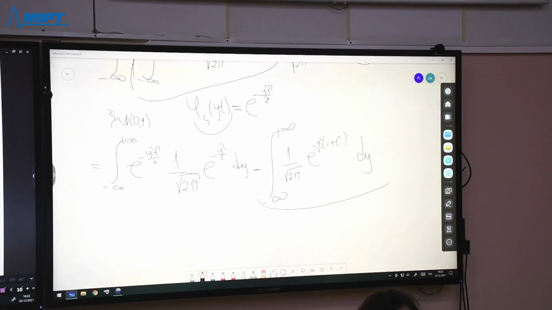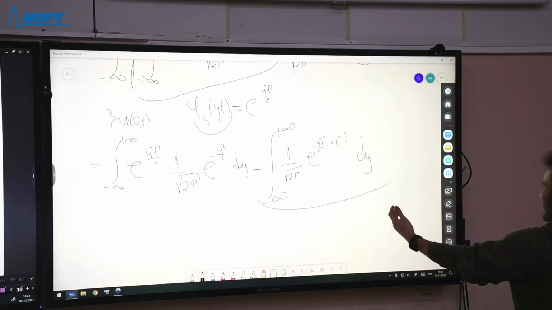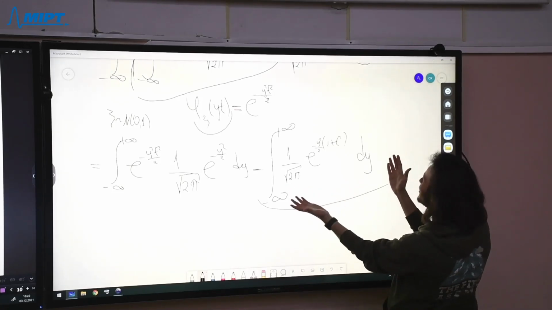Don't try to find this integral solving it. It's going to take forever. Of course not. Think about the integral that we have here. Think about this. What does it look like?